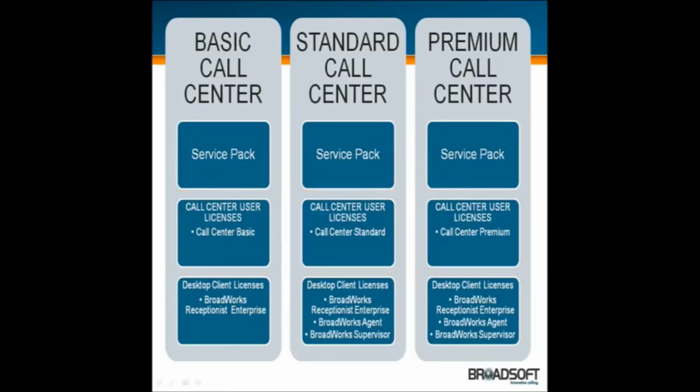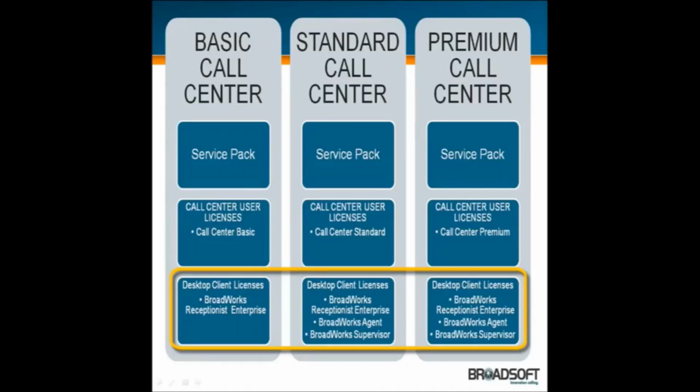The last category of user license that can be applied are the optional desktop client licenses. This includes the BroadWorks Receptionist, BroadWorks Agent, and BroadWorks Supervisor clients. The desktop clients are designed to provide an efficient and flexible call handling interface for specific types of employees. Each of these clients also provides specific functions that are integrated with the BroadWorks Call Center application.